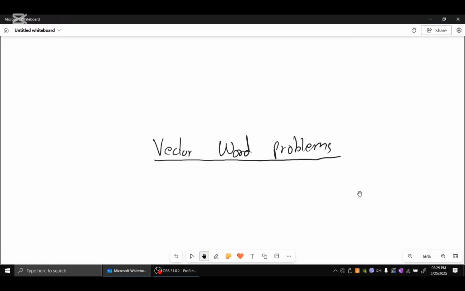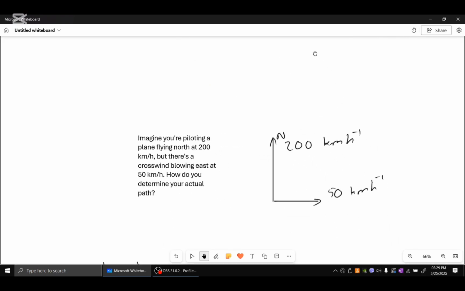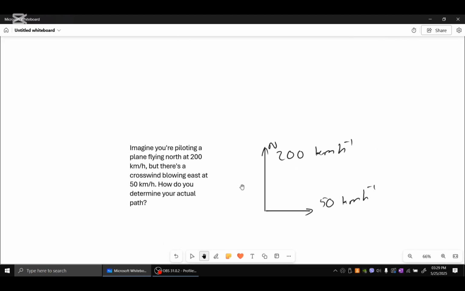So today we're going to talk about vector word problems. Let's get right into it. Imagine you're a pilot flying a plane at 200 kilometers per hour towards the north, but there's a wind blowing towards the east at 50 kilometers per hour. Now, what is your direction, and with how much speed are you going?